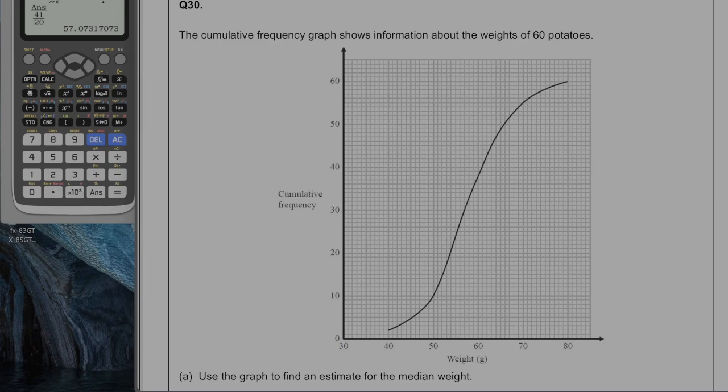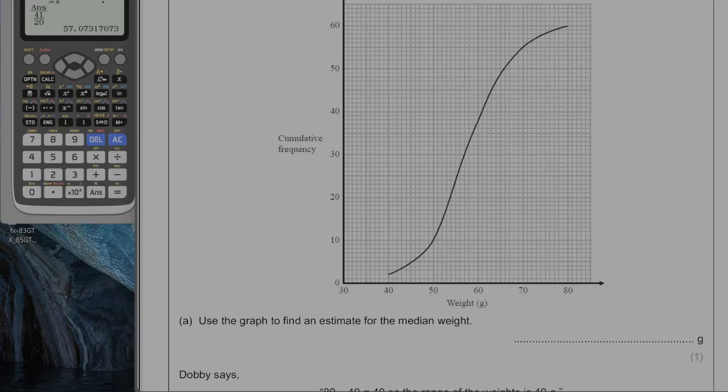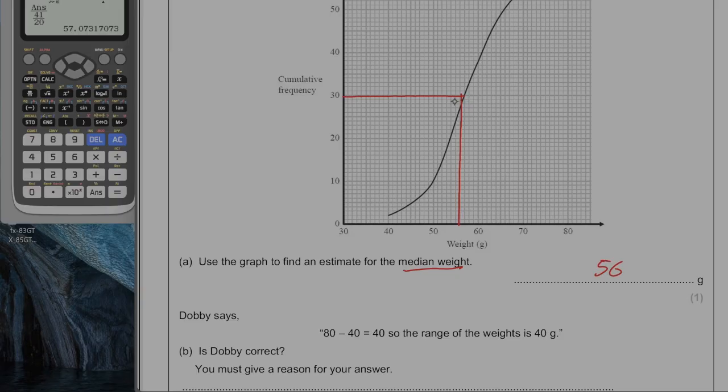Right, question 30. The cumulative frequency graph shows information about the weight of 60 potatoes. Use the graph to estimate the median weight. The median weight, we're going to go for the middle value. If we've got 60, the median is going to be at 30. So we go across and we read off our value by going down. So we're looking at sort of 56 there, I think. Actually, slightly over. So I'm going to go 56 to 57. Obviously, you only give one answer, but I'm sure either one would be fine.